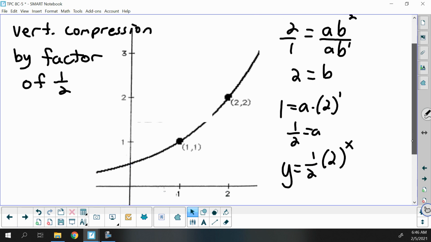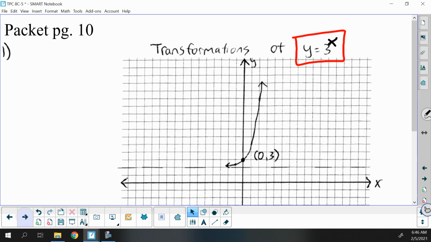This next one, we didn't have to deal with negative exponents, so it was not quite as bad. We get 1/2 times 2 to the x, so you can either say vertical compression by a factor of a half, or you can say multiply the y's by a half. And that was it for the homework.